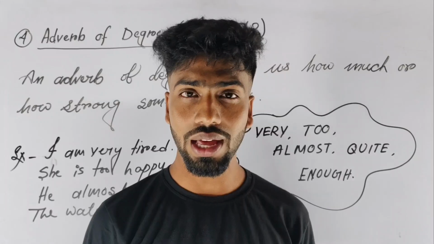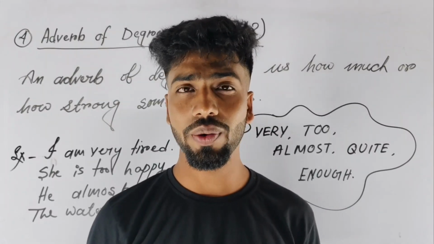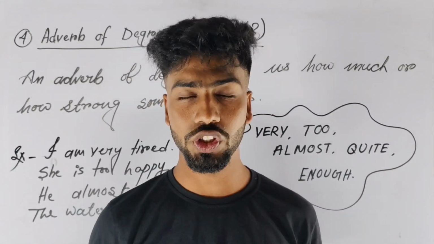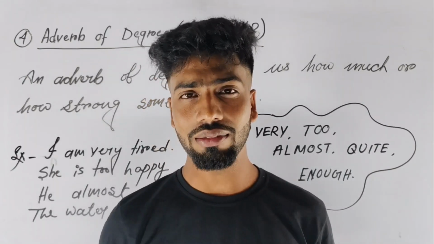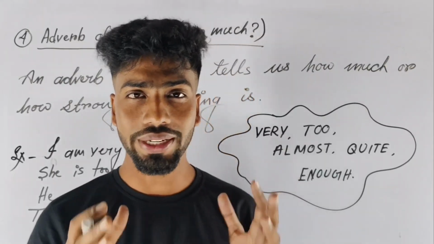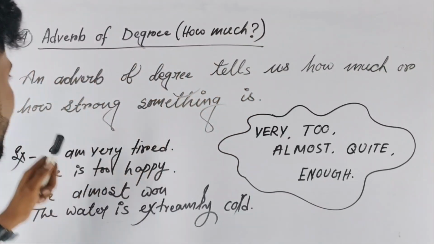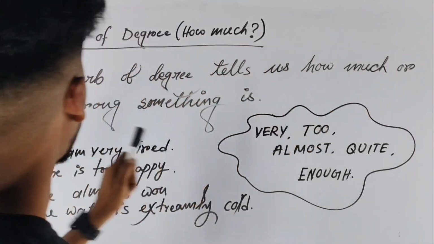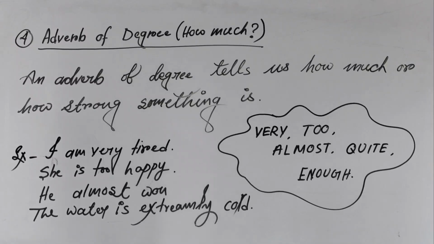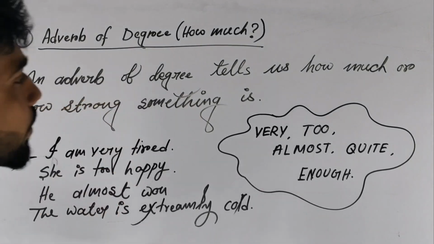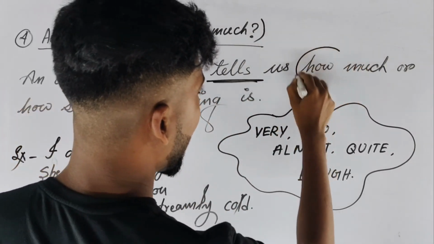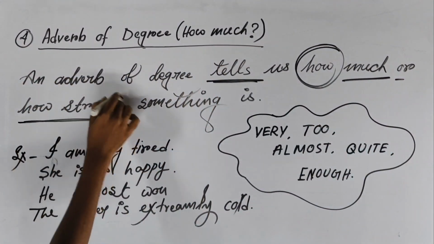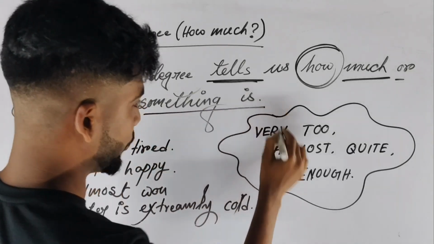Okay, great. Now we know how, when, and where. But sometimes we want to show intensity, like how much, how strong. So let's learn the last type of adverb. Adverb of degree. An adverb of degree tells us how much or how strong something is.